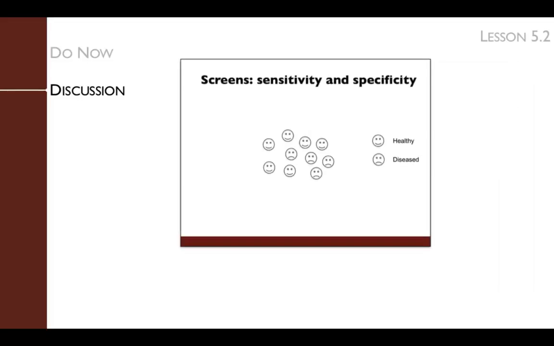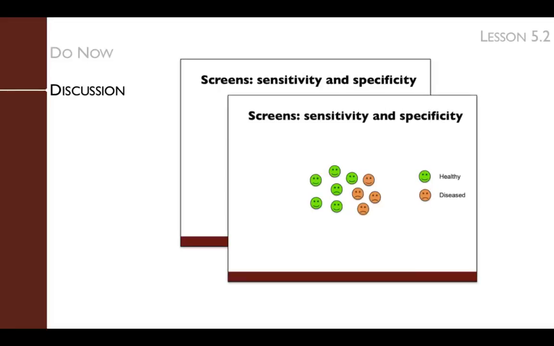In this population of 10 people, 6 are healthy and 4 have some kind of abnormality. An ideal screen would detect all the healthy people as healthy, the green smiley faces, and all the people with abnormalities as unhealthy, the orange smiley faces. Note that these slides are animated to help with the explanation.